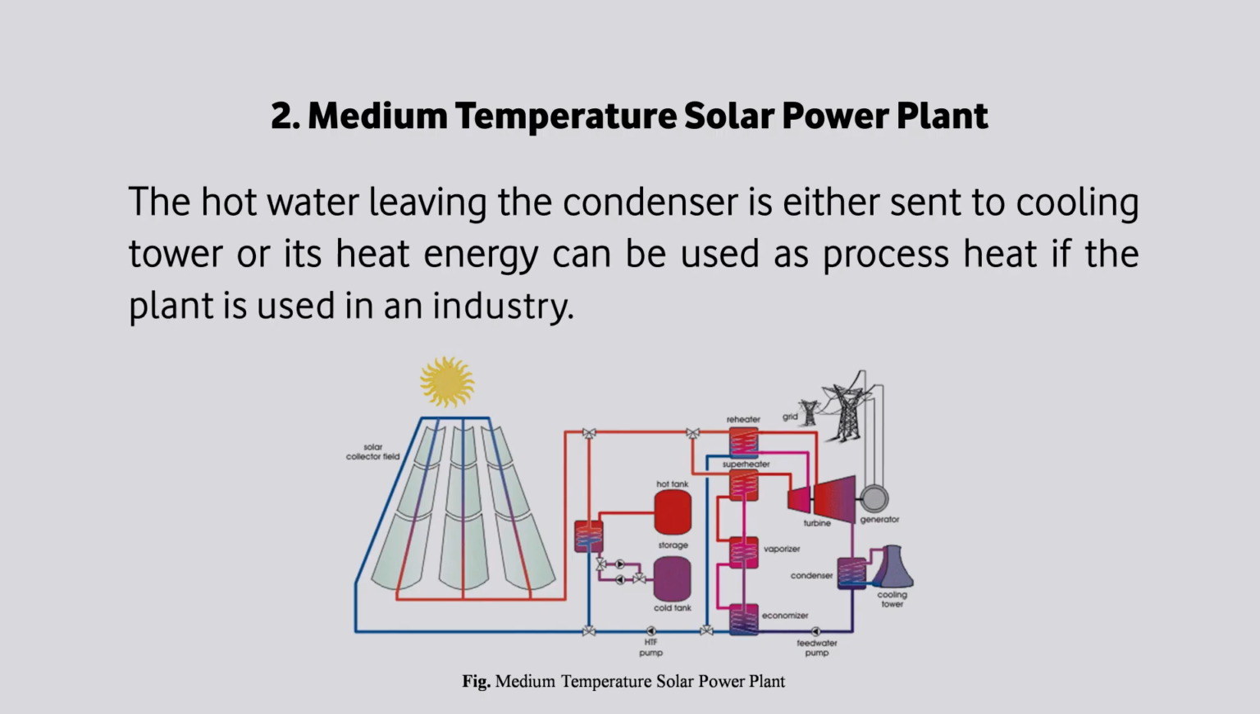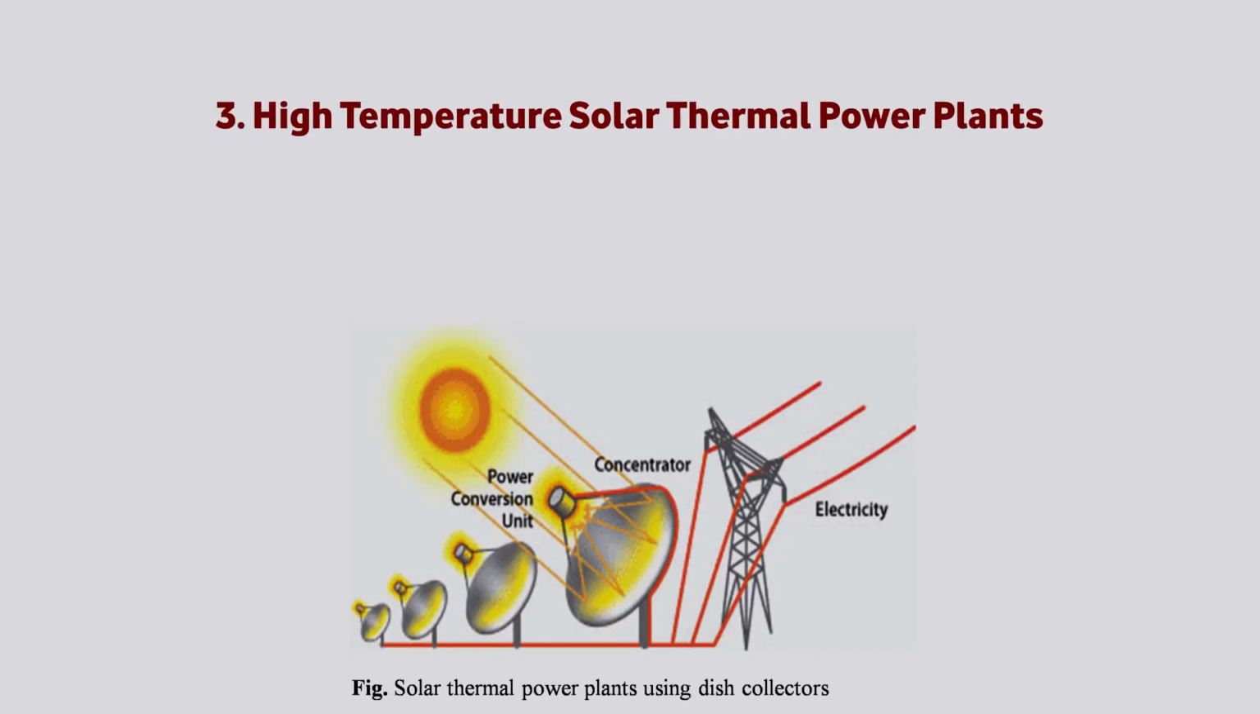The hot water leaving the condenser is either sent to the cooling tower or its heat energy can be used as process heat if the plant is used in an industry. A plant can be developed using air as a working fluid instead of steam, based on the Brayton cycle as discussed earlier. Now we will discuss the high temperature solar thermal power plant.